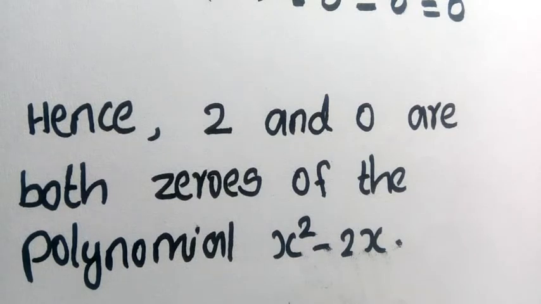So children, we are winding up today's class. Today we discussed how to check whether the given value of a variable is a zero of the polynomial. I hope you understood what we discussed today. Practice it. If you have any doubts, ask me your doubts.